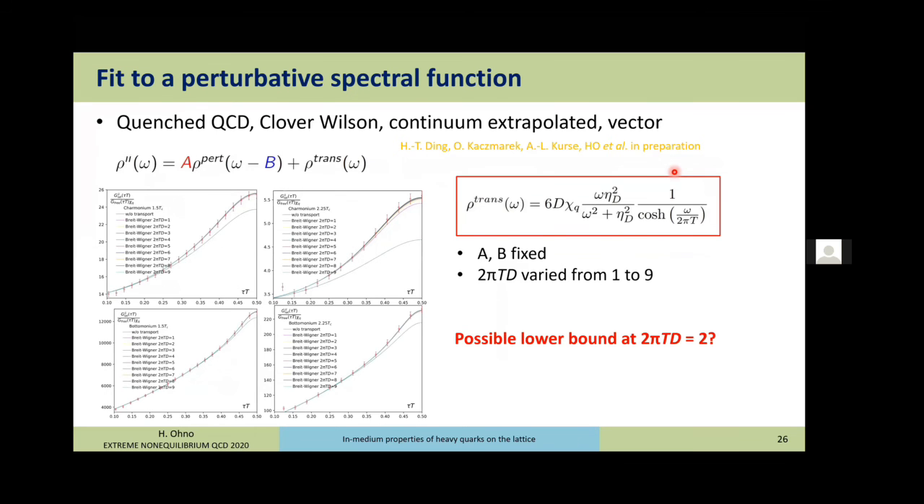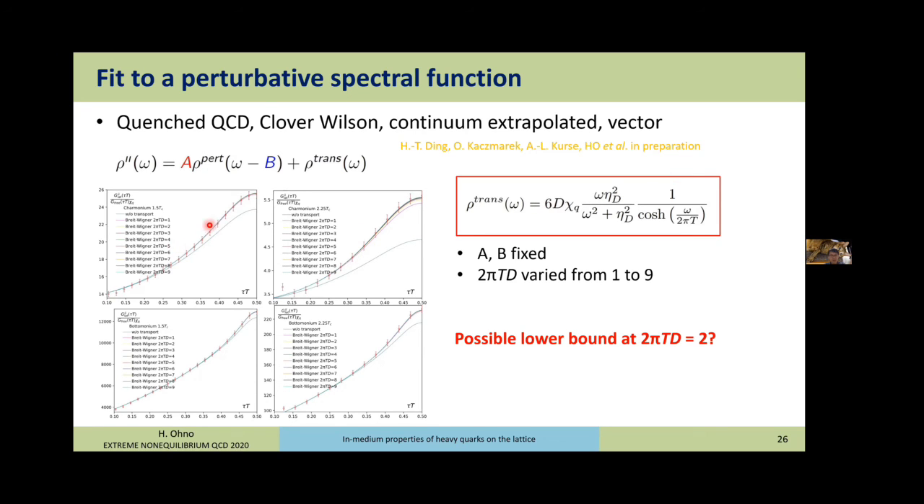And regarding your slide number 26, what is the statement here? So when you varied this 2 pi times the diffusion constant in terms of the temperature, when it is 1, then you see a significant deviation of these correlators. But from 2 and beyond, all the ansatz fall on top of each other and also on the lattice points. Is this a correct interpretation? Yes, yes, but this is quite a complicated problem.